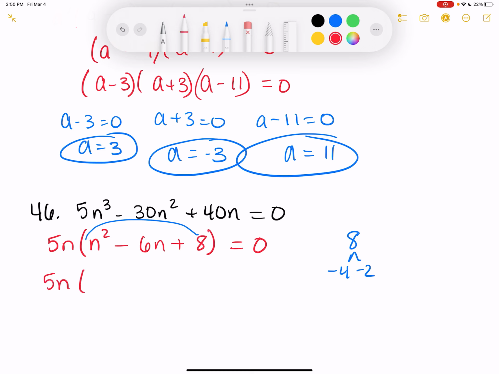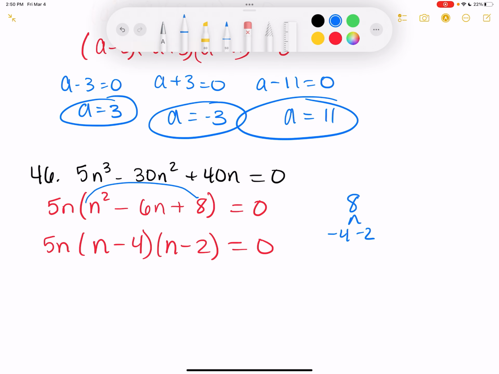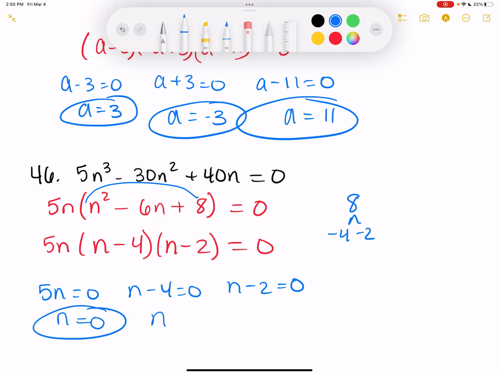So 5n times n minus 4 times n minus 2 equals 0. Now we set each piece equal to 0. So 5n equals 0. n minus 4 equals 0. n minus 2 equals 0. So n equals 0. Then n equals 4. Or, sorry, 2.